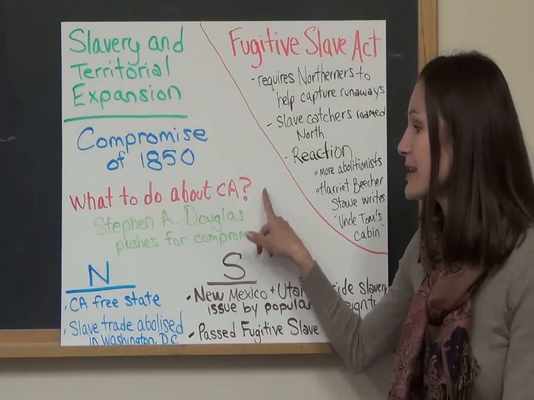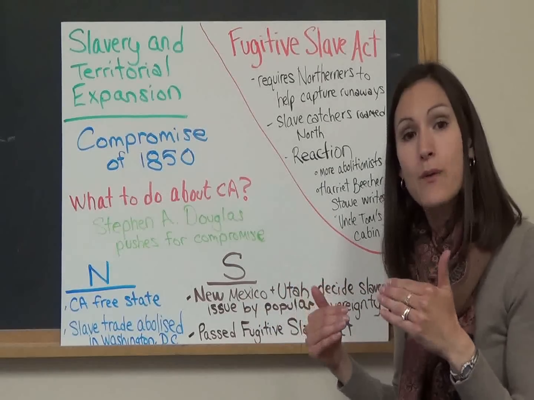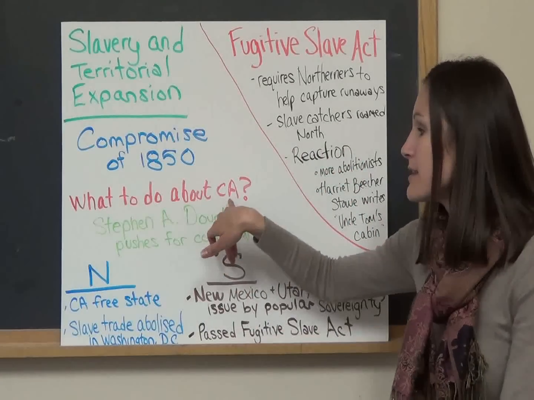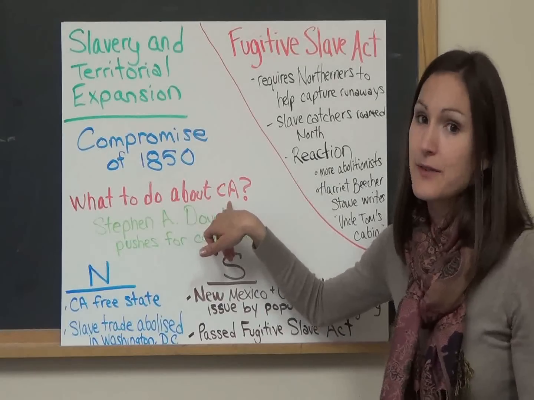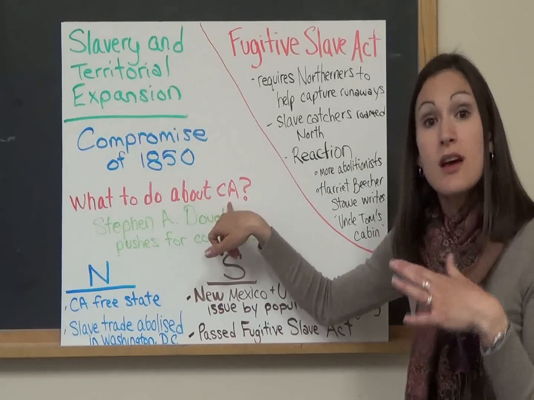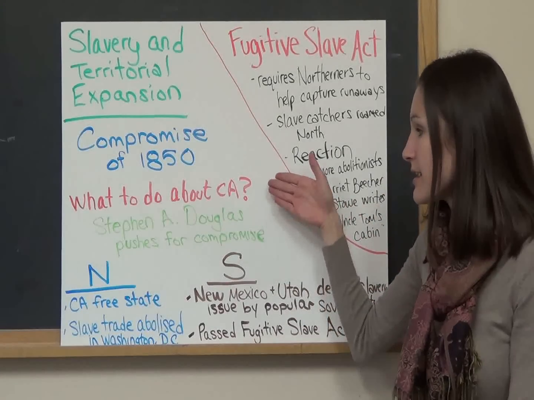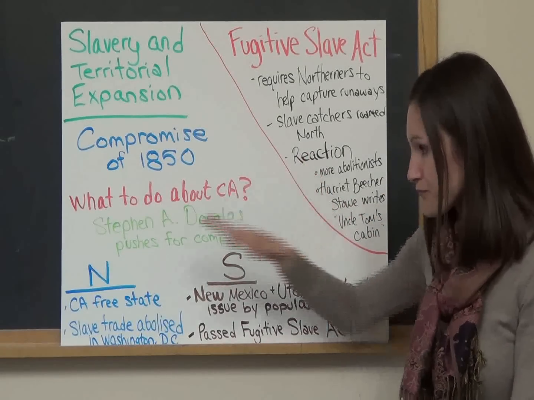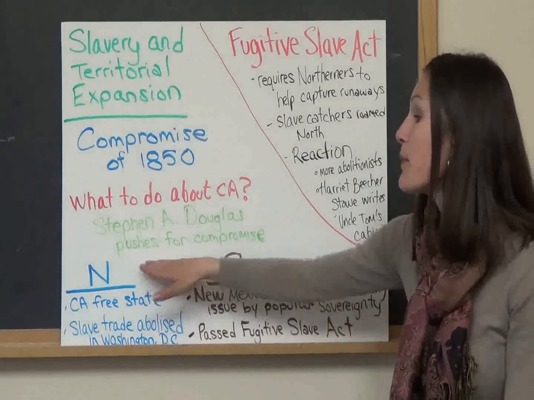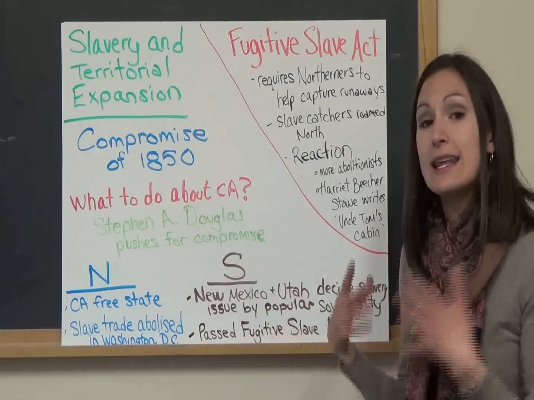And if California enters as a free state, that will upset the balance of powers between the free states and the slave states. They were even. California wants to come in as a free state, and the South doesn't like that because that means they're going to lose their control and their edge in Congress. So Stephen A. Douglas comes in with a plan, and he pushes, it wasn't his plan, but he pushed for compromise.